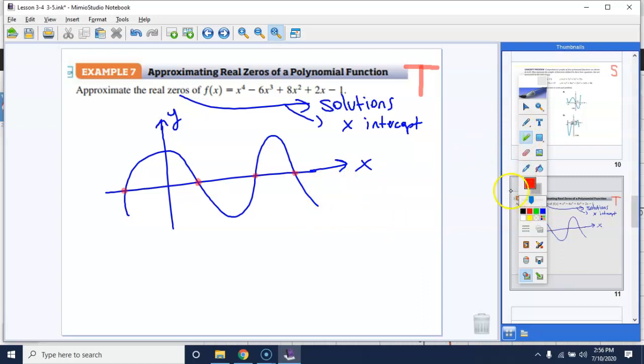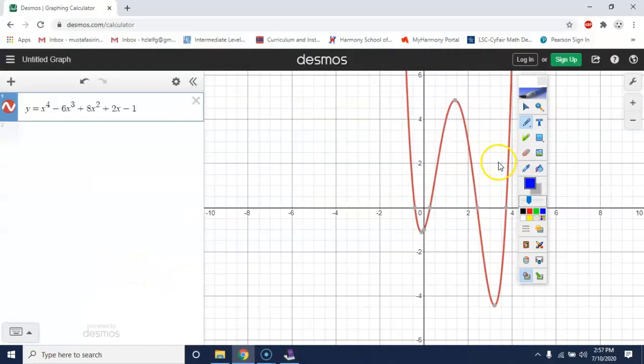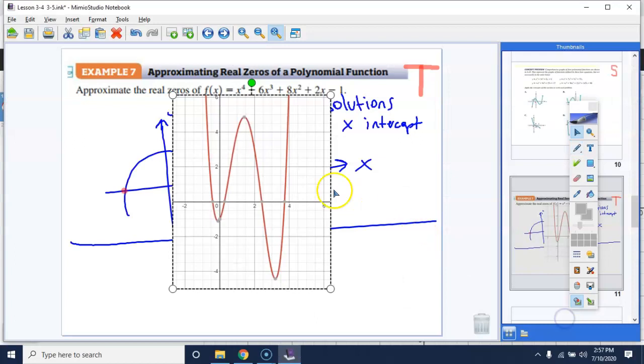So I'm going to do so. This one can stay here. Let me graph this: x to the power 4 minus 6x to the 3rd power plus 8x squared plus 2x minus 1. Let me check. x to the 4. Here we are. That's my graph, right? So let me just take a screenshot of this. Here we are.